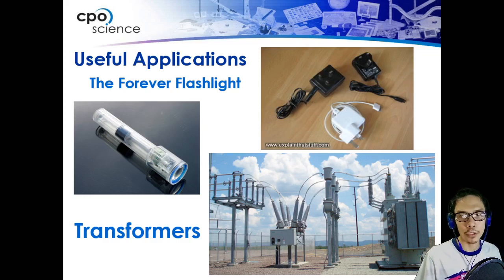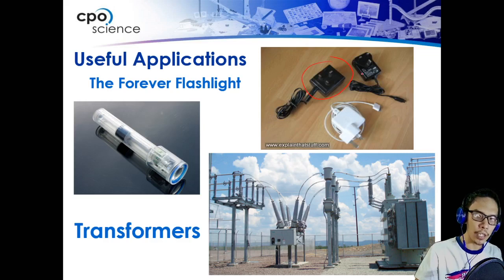Now, these are some examples of applications of this process that you use every day. Number one is the charger of your phone. The charger of your phone contains a transformer that changes the voltage that enters your phone, so that your phone will not be burned or explode due to differences in voltage.